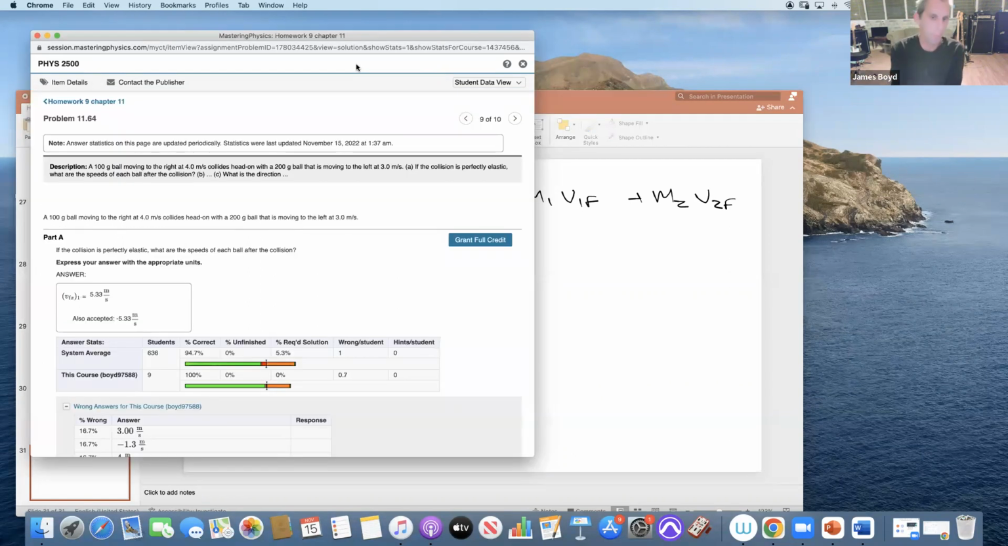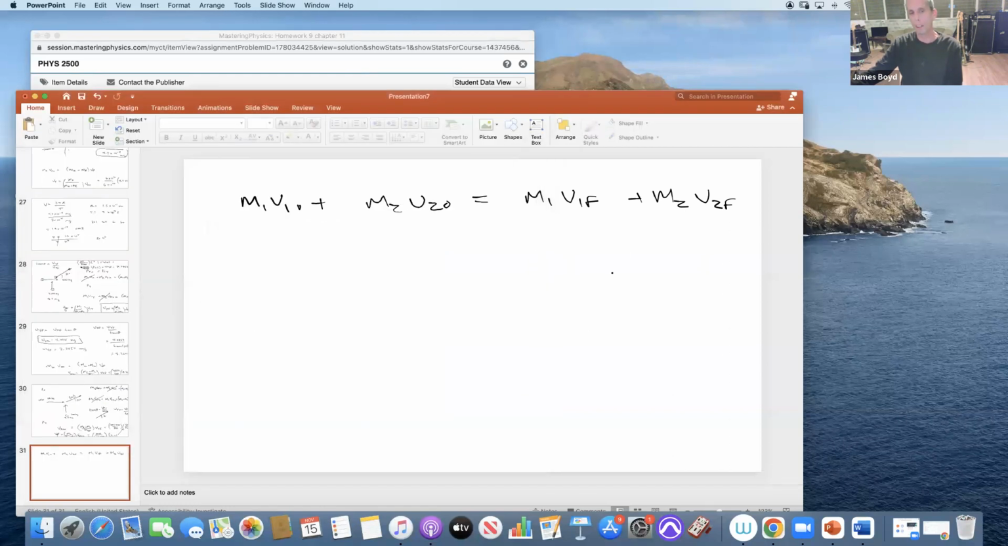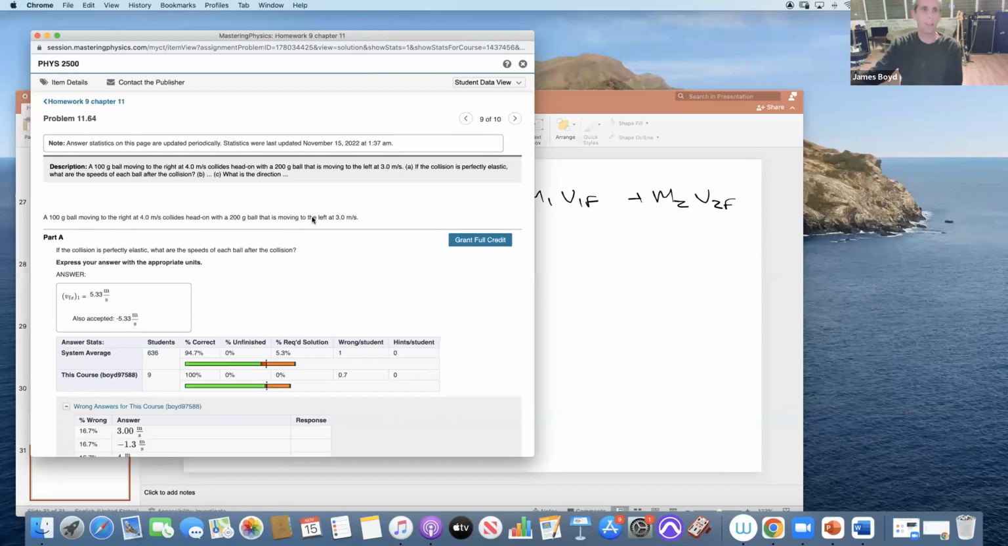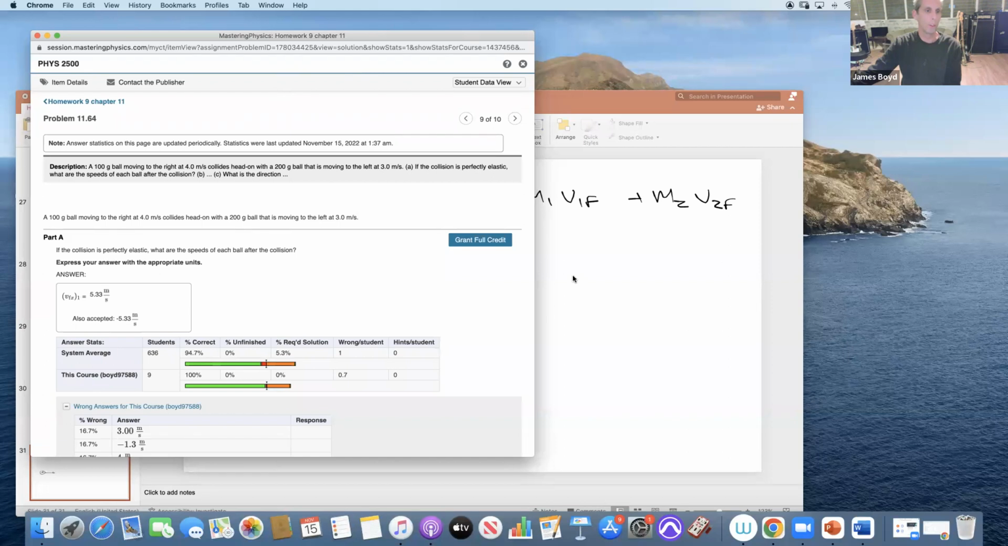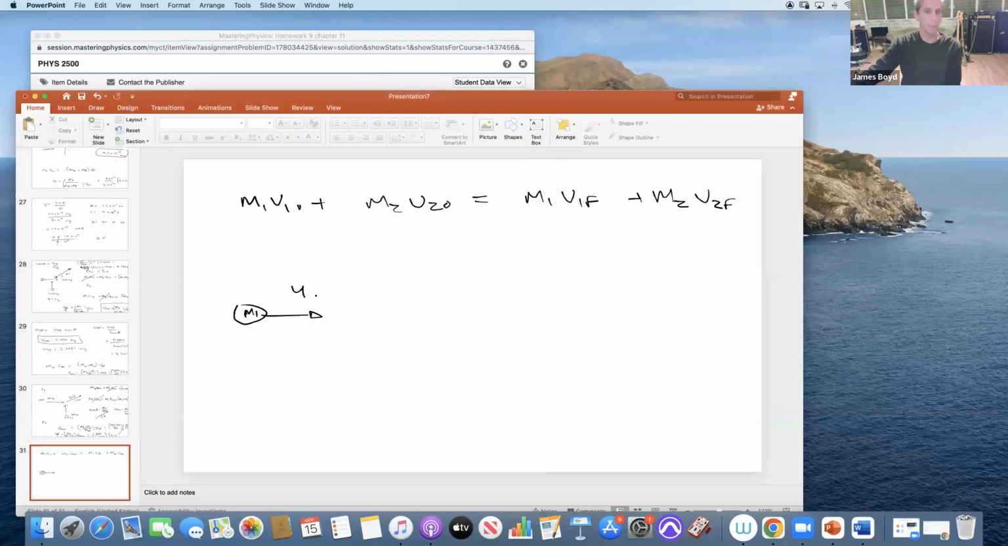Now, we don't have enough information right now. Okay. We have no idea right now of what these possibly are. However, we do know that M1 is moving to the right at 4 meters per second, and M2 is moving to the left at 3 meters per second. So let's try this instead.